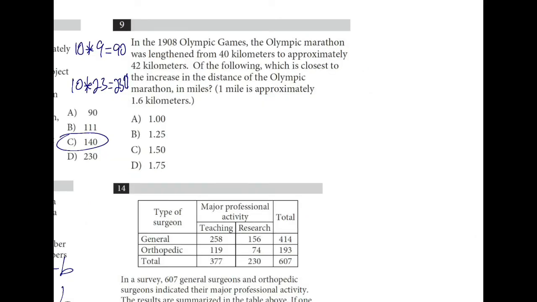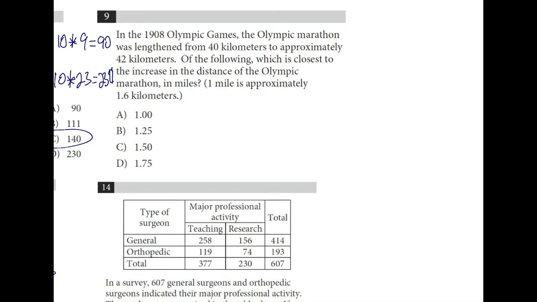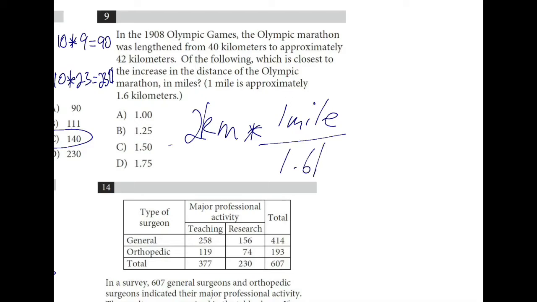Number 9. In the 1908 Olympic Games, the Olympic marathon was lengthened from 40 kilometers to approximately 42 kilometers. Of the following, which is closest to the increase in the distance of the Olympic marathon in miles? So if we take 42 kilometers and we subtract 40, the difference is 2 kilometers. To convert this, we can multiply by the factor that there is 1 mile per 1.6 kilometers. So this is 2 divided by 1.6, which is 1.25.